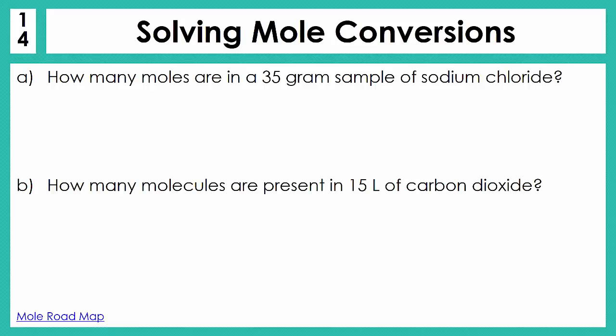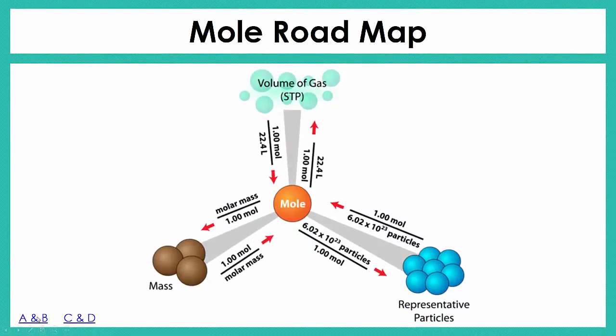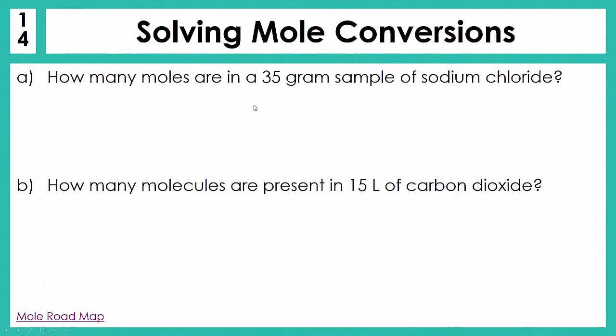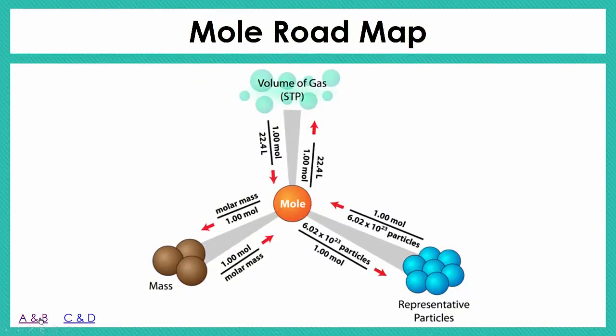So how many moles are in a 35-gram sample of sodium chloride? So this is where we can use our mole roadmap. The mole roadmap allows us to convert between different units. So for example, I can take our 35 grams of sodium chloride and change it into moles. So to go from grams to moles, I use molar mass to do that.